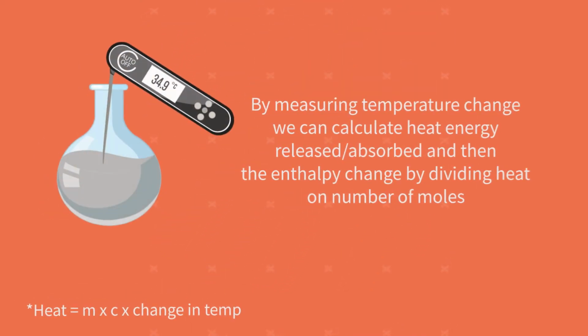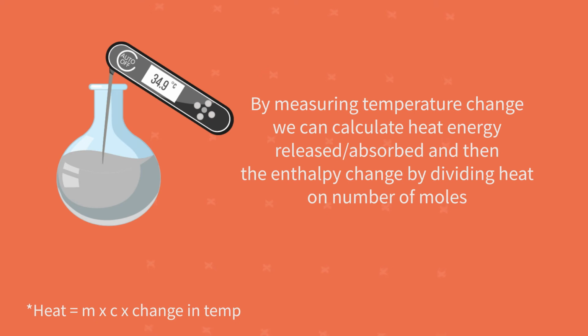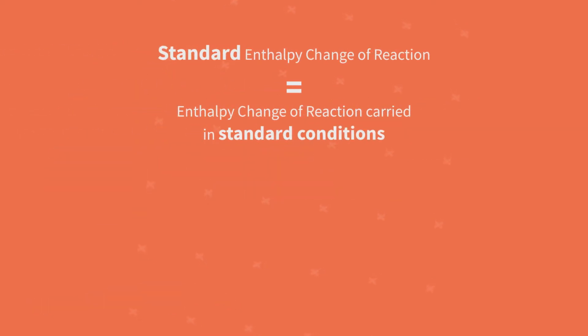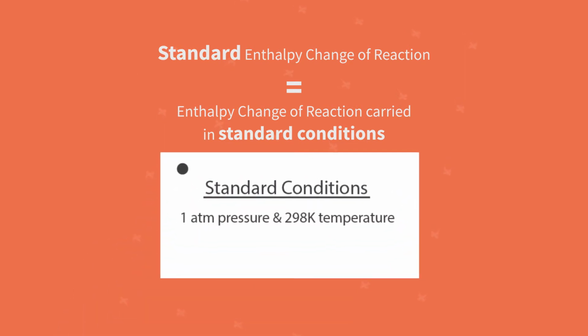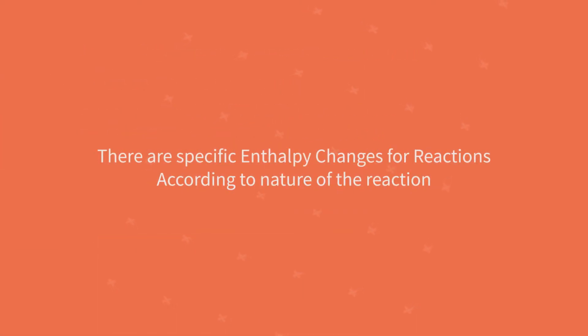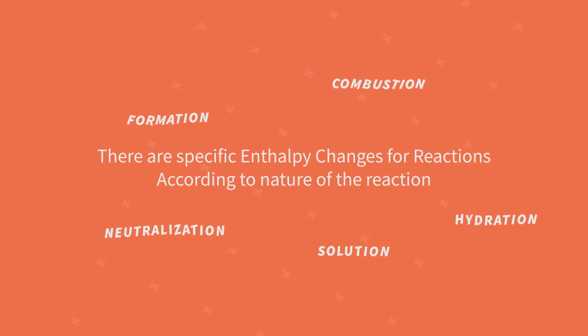Reversing the reaction reverses the sign of enthalpy change, and the unit of enthalpy change is kilojoules per mole. We can measure the temperature change during a reaction, from which we can calculate the heat energy and hence the enthalpy change of the reaction. The enthalpy change of reaction can be called standard enthalpy change of reaction if the reaction is carried out in standard conditions, that are 1 atm pressure and 298 Kelvin temperature. This is the general enthalpy change of a reaction, but we also have some specific enthalpy changes such as combustion, solution, formation, neutralization, etc. In this video, we'll be discussing enthalpy of formation and enthalpy of combustion.